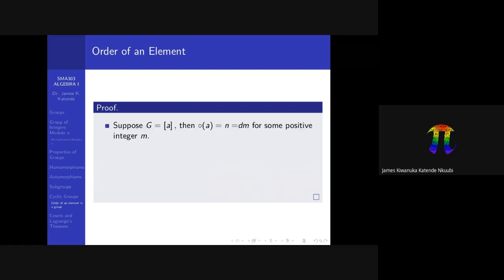So we say the group is cyclic, so it must have a generator. Let's call that generator A. So suppose G is generated by A, and since G is of order n, then the order of this generator must also be equal to n. But we have said that D is a divisor of n, so we can write n as a multiple of D. So we choose to write n as dm, where m is some positive integer. This is because D divides n.